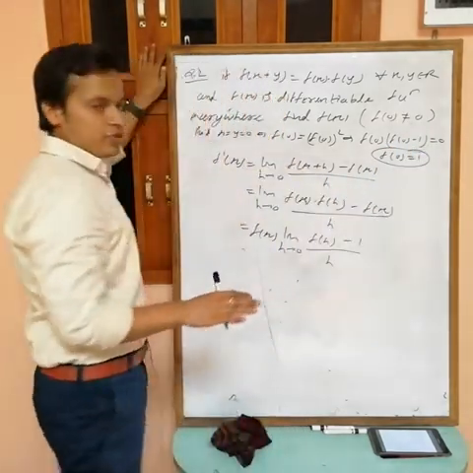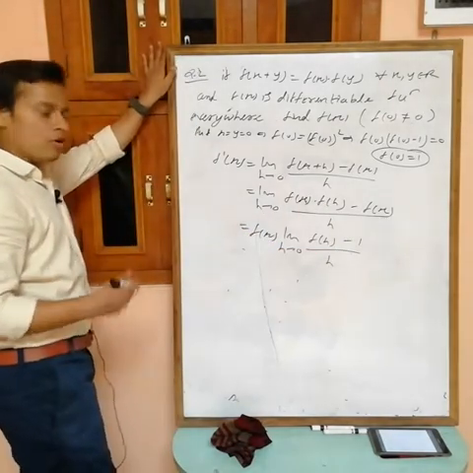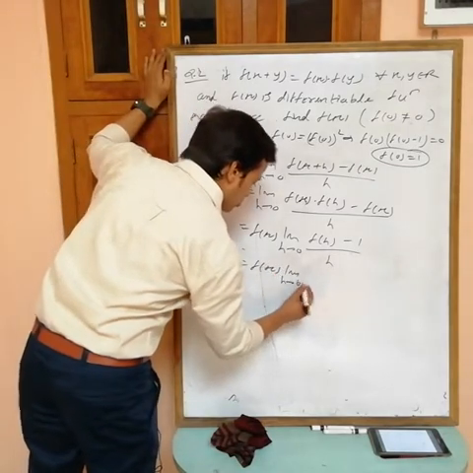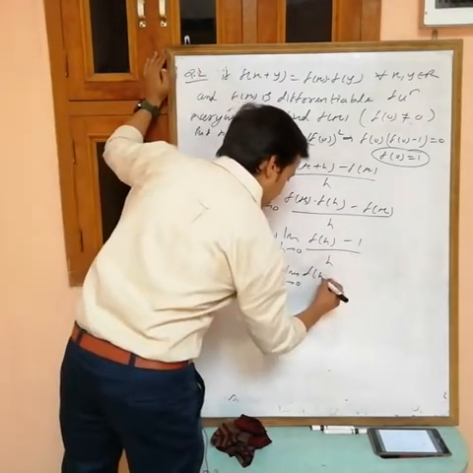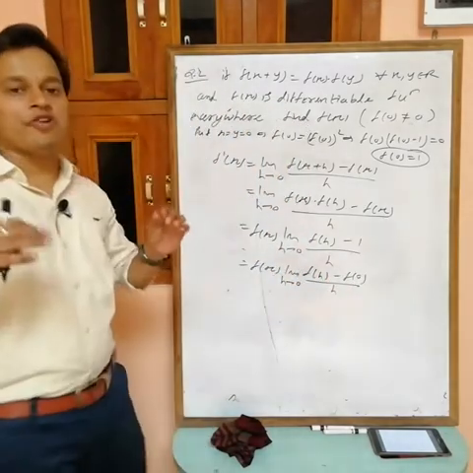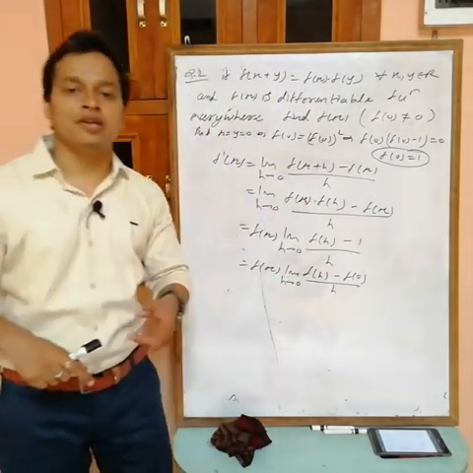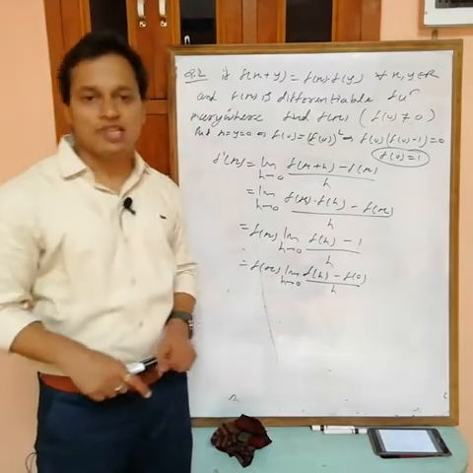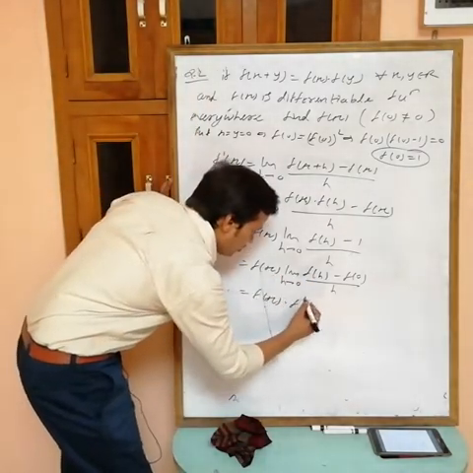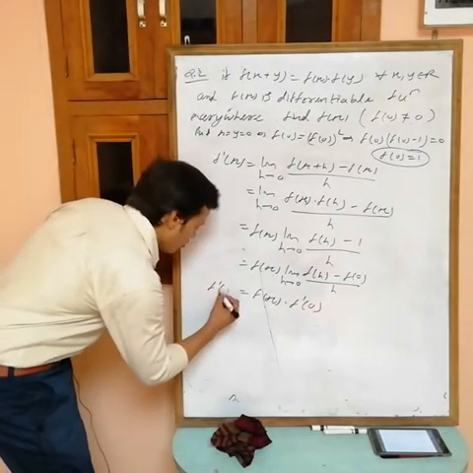Okay, f(0) equals 1. Then you can write this as f'(x), obviously, limit h tending to 0, [f(x+h) minus f(x)] by h. Now use the formula of f'(0). f'(0) is limit h tending to 0, [f(0+h) minus f(0)] by h. Okay, this is the value of f'(0). So we are getting f'(x) equals f(x) into f'(0). f'(0) is any constant. Okay, this is the value of f'(x).